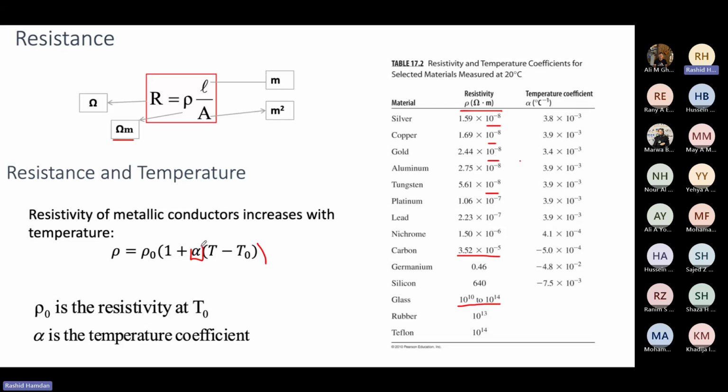If I know their resistivity rho 0 at temperature T0, I can find the resistivity rho at temperature T by applying this formula. If alpha is positive, then the resistance increases with temperature. If alpha is negative, then the resistance decreases with temperature. So see, the metals have positive alpha, but the semiconductors have negative alpha.